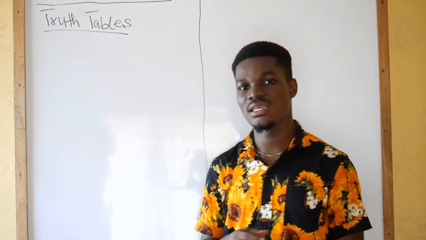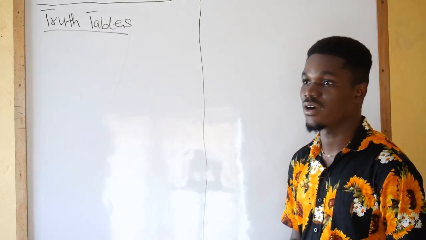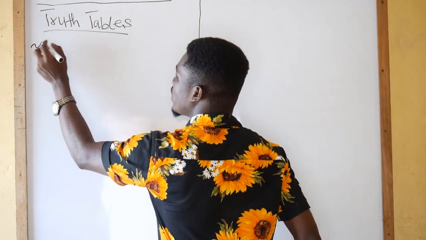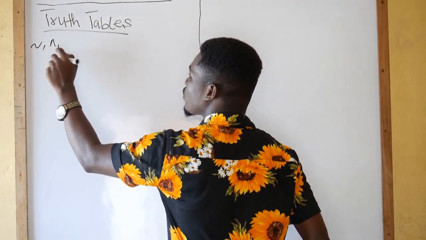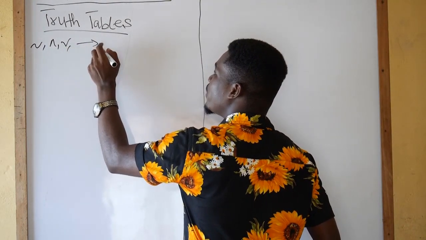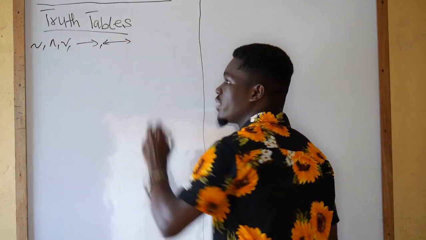So in our previous lesson, we studied the 5 basic logical operators. That is, we have the negation, we have the AND operator, that is conjunction, the OR operator, disjunction, the implication, and the biimplication.